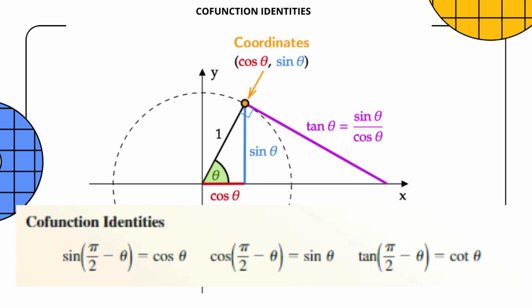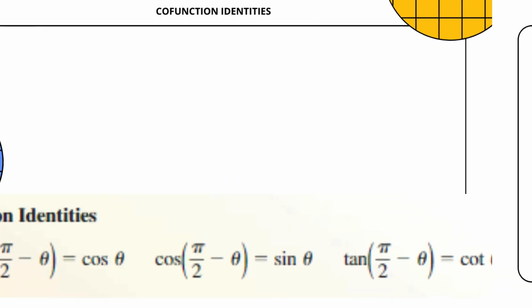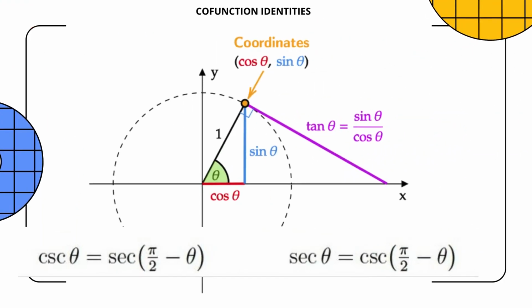Similarly, tan and cotan functions are complementary to each other. Hence tan of pi by 2 minus theta is cot theta. Secant and cosecant functions are complementary to each other. Hence secant of pi by 2 minus theta is cosecant theta. And also cosecant of pi by 2 minus theta is secant theta.